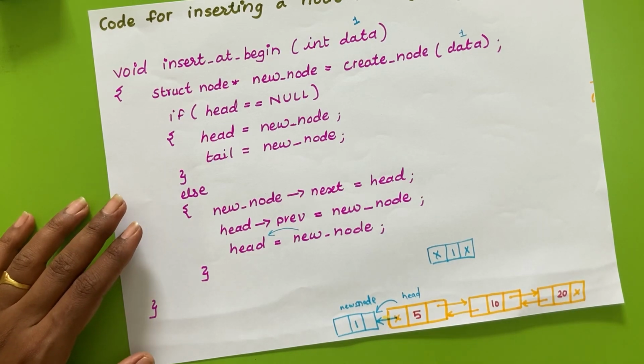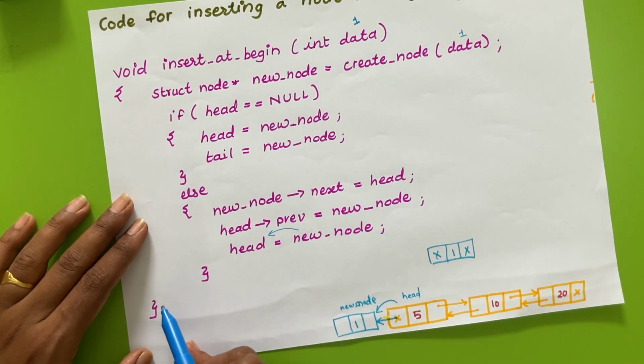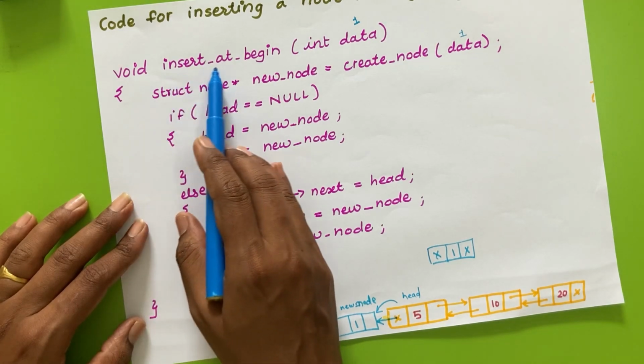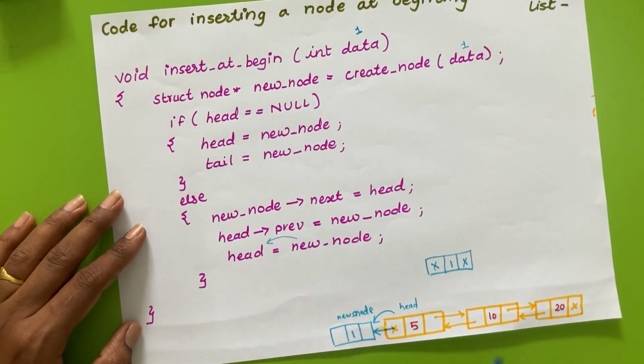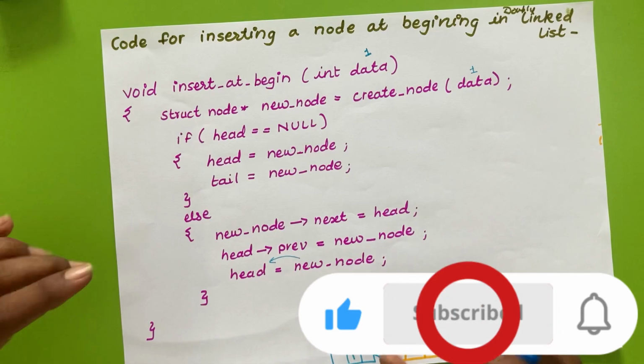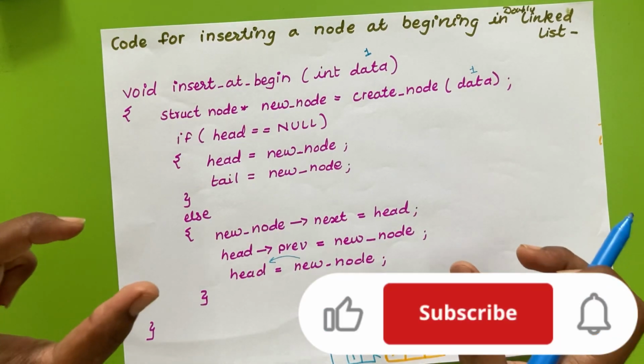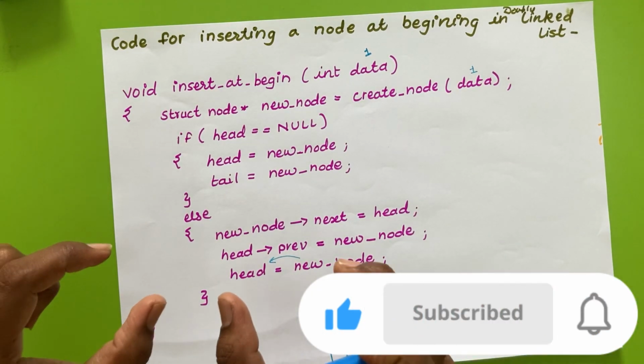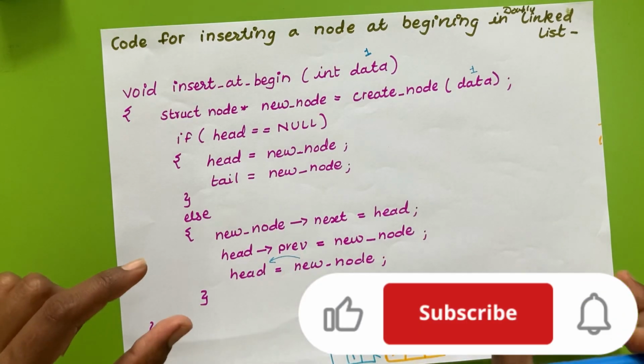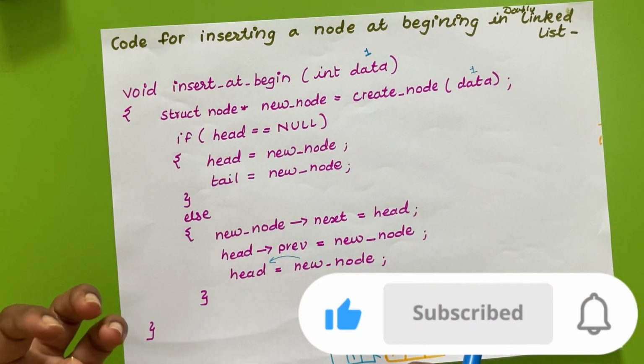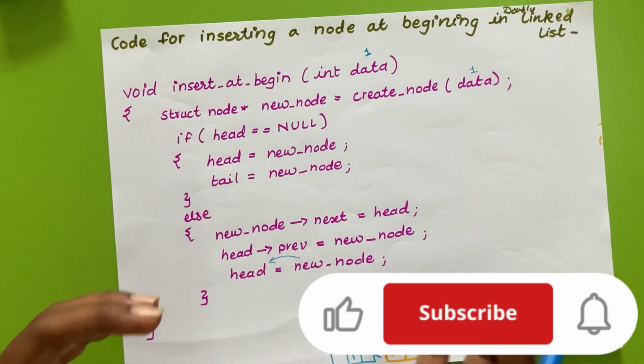Now here we will end the insert at beginning function. I hope you have understood how we have created a single node, and how that single node is added at the beginning of the existing linked list, how we have updated the pointer fields, and how we have assigned the newly created head node.